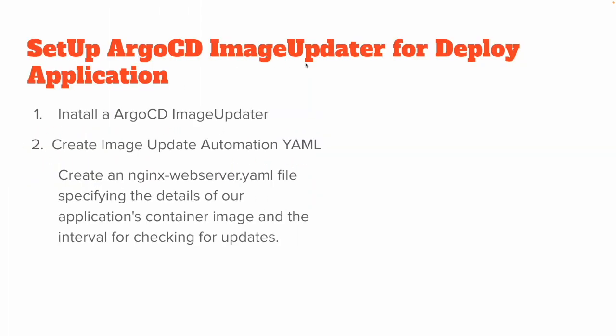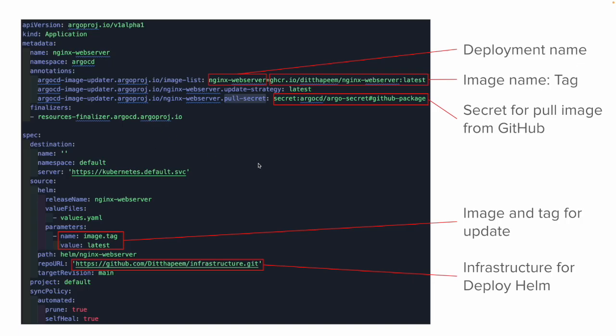So to set up the Argo CD image updater, of course you have to install Argo CD and the Argo CD image updater, which is the extension, and create the YAML file. So this is an example of the file. This file is going to deploy our application. So let's take a look inside of this one by one.